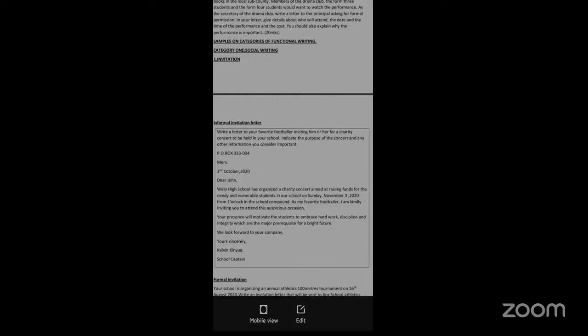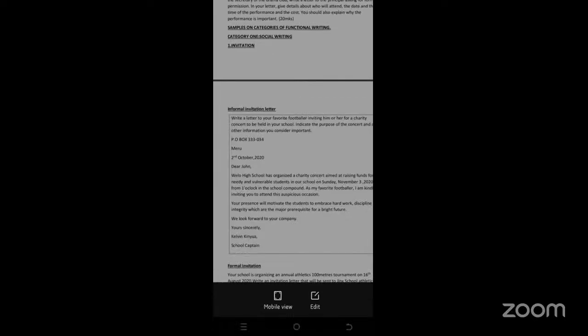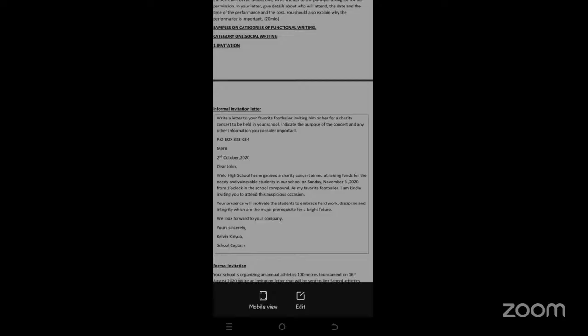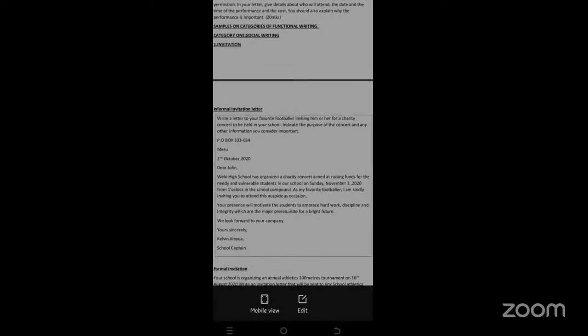All right. Thank you very much. We appreciate that. And now, I don't know why they have given this under informal invitation letter, because this is not really informal. It looks like a formal letter. I don't know why it's been given the title of an informal letter. But if you look at this letter, I'm hoping you can see the address, the salutation, the content, the signing off, yours sincerely, not yours faithfully, the name, Kevin Kinyua, and then the designation. Remember we said this one has no signature, but now it has yours sincerely, signature, Kevin Kinyua, school captain.